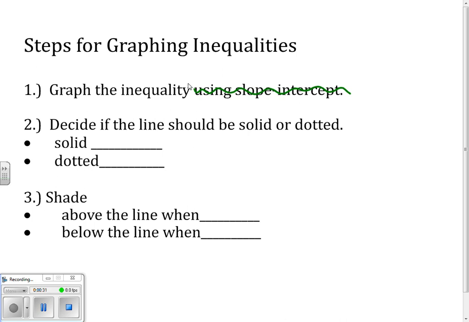The second step is to decide if the line should be solid or dotted. It is solid if it's less than or equal to or greater than or equal to. It is dotted if it's just less than or just greater than. For the shading, you shade above the line when it's a greater than or equal to. You shade below the line when it's a less than or equal to.